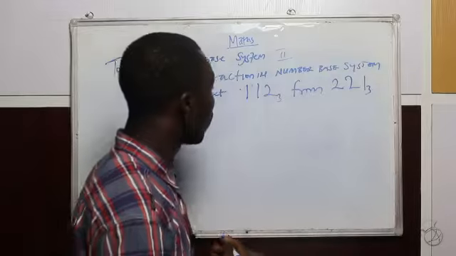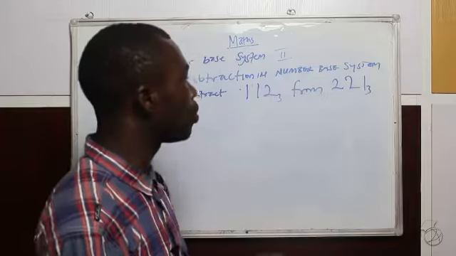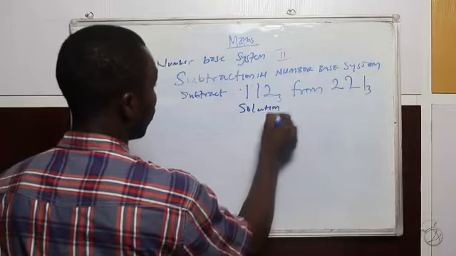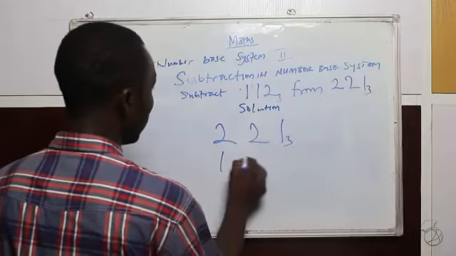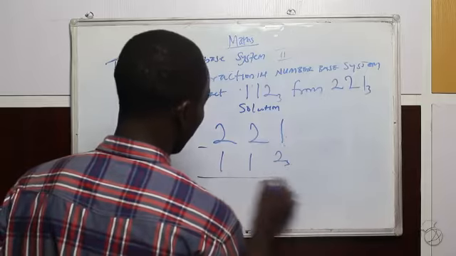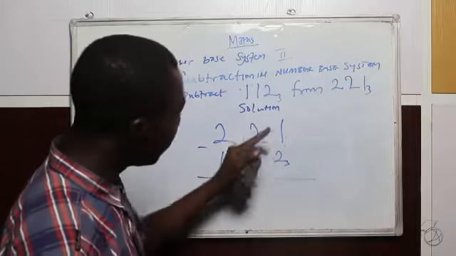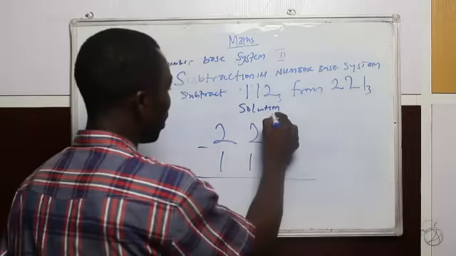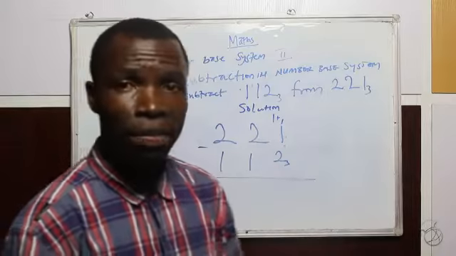Subtract 112 base 3 from 2221 base 3. Solution. 2221 base 3, 112. They are in base 3. We subtract. Now, 1 minus 2 is impossible. Borrow 1 from here. That will be 1 plus 1, 2. 2 plus 2, which is 4, in base 3.